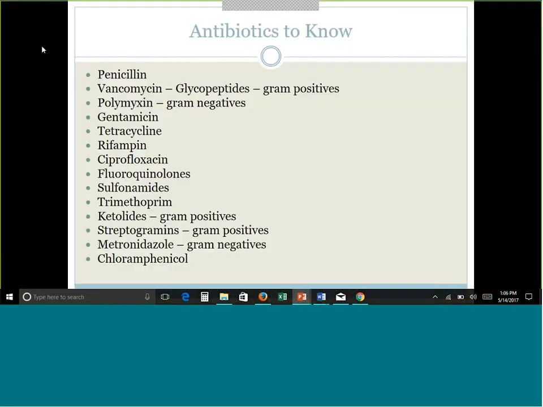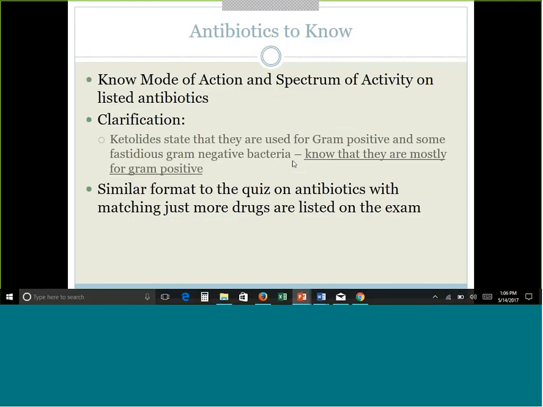All right, so let's jump back into this. Other things, so that's where I have the clarification here. Ketolides state that they're gram-positive and some fastidious gram-negative. So no, they are mostly gram-positive, which is what I was just referring to. You can see that mostly they're gram-positive. They're very select on the gram-negative, and because of that, I decided it should be mostly just known for gram-positive. I tried to indicate that on your week 4 study guides as well. Again, similar format to the quiz that you took on the antibiotics in that it'll be matching. So that's where the matching questions come in on this exam. The rest of the exam is pretty much multiple choice.